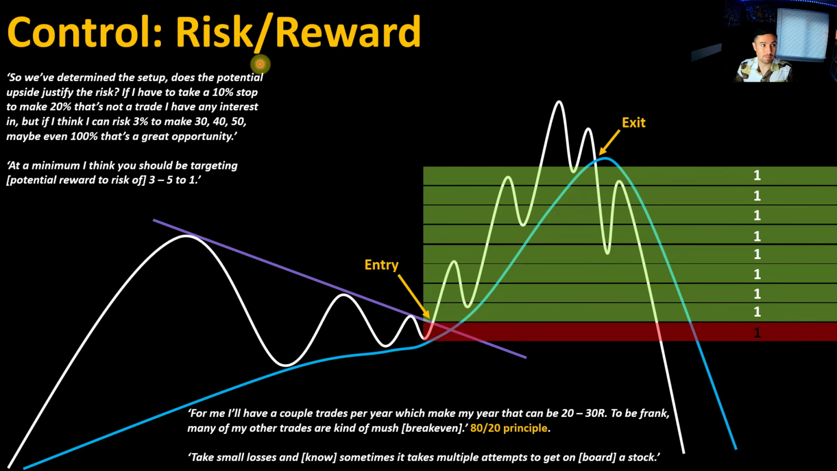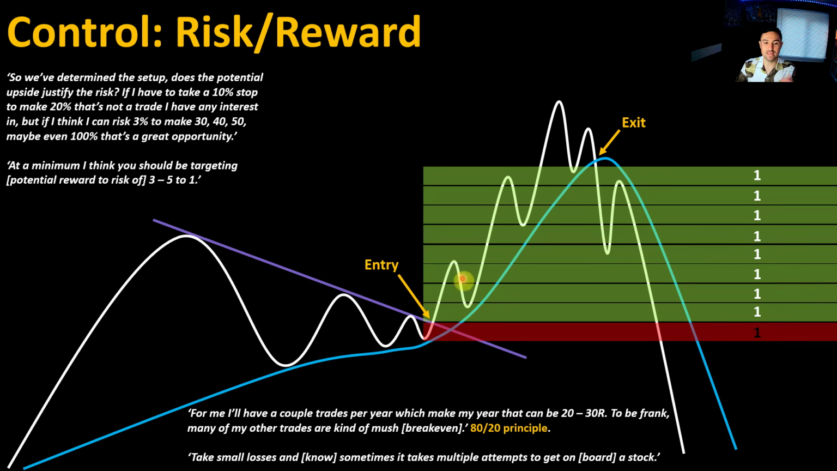So control, thinking about risk versus reward. So we've determined the setup. Does the potential upside justify the risk? If I have to take a 10% stop to make 20%, that's not a trade I have any interest in. But if I think I can risk 3% to make 30, 40, 50, and maybe even 100%, that's a great opportunity.